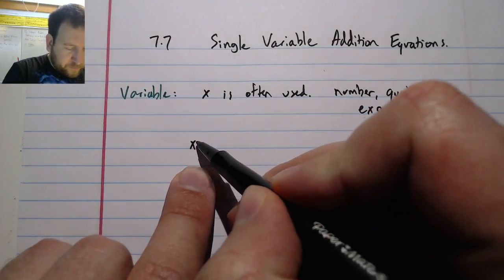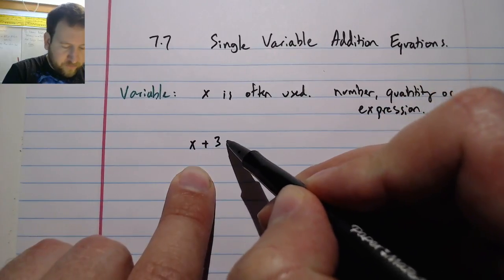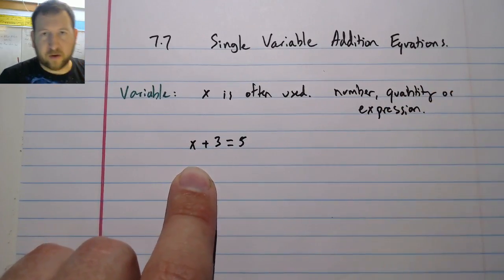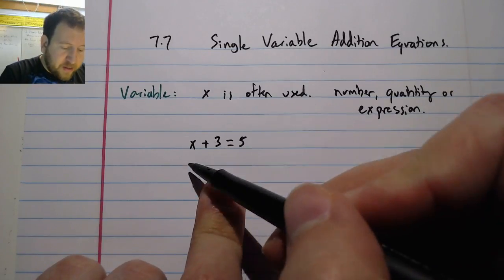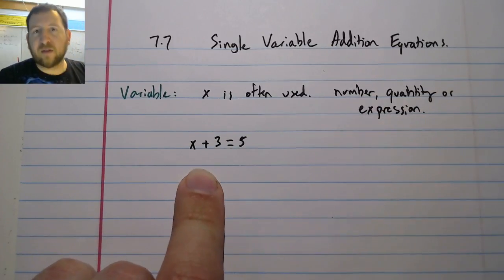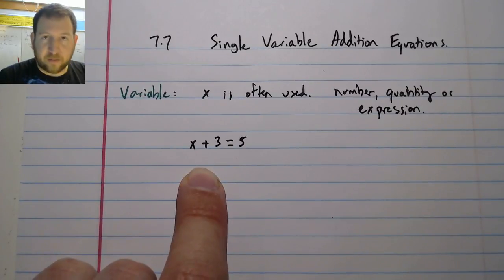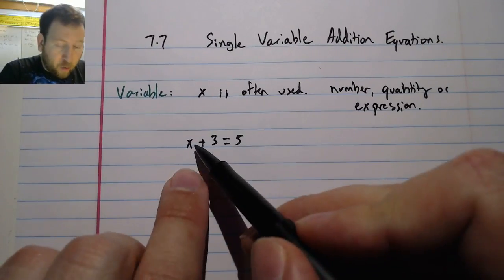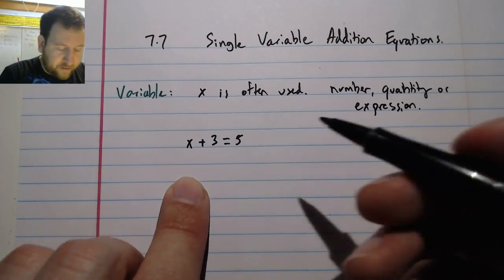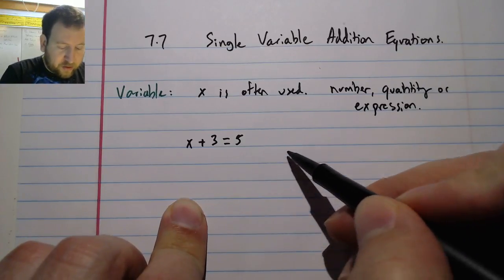For example, say we have an equation. And remember, of course, this is an equation because it has an equal sign, not an expression. In this example here, x only has one possible number that it can represent. Anything else would make this equation false. I can see that what number plus 3 is going to be 5? Well, x equals 2.